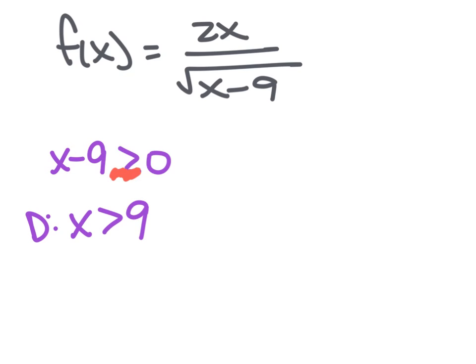Now, what trips up a lot of people here is that the last example that we did told us what wasn't in the domain, whereas whenever we have square roots, our answer is the domain. So be sure to look out for that.